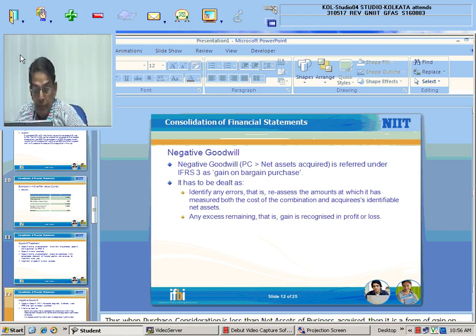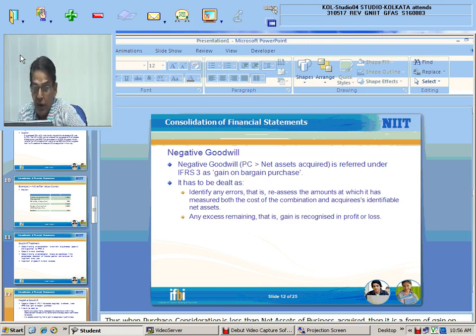How to deal with that? You have to identify if there is any error that has happened. Why is a negative goodwill coming? So identify any errors, that is, reassess the amounts at which it has been measured, both the cost of combination and the acquiree's identifiable net assets. Any excess remaining, that is gain, is recognized in profit and loss. So negative goodwill will ultimately be covered through profit and loss.